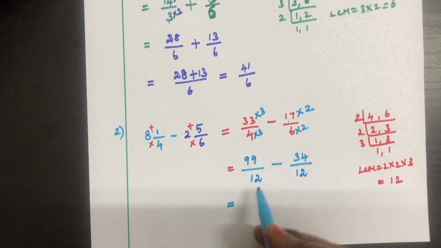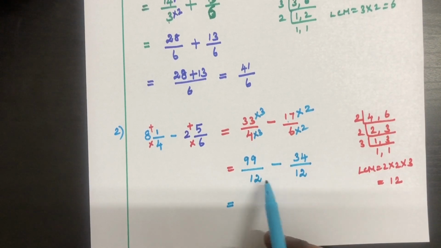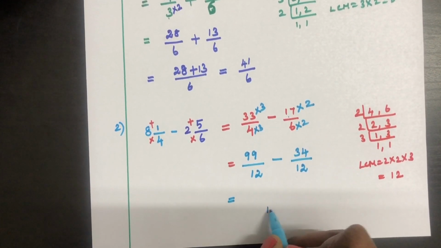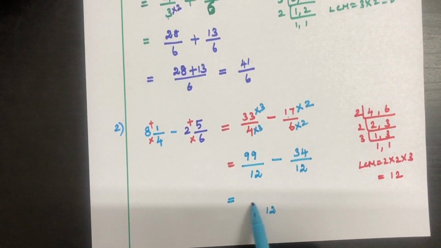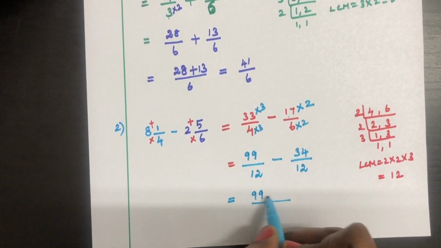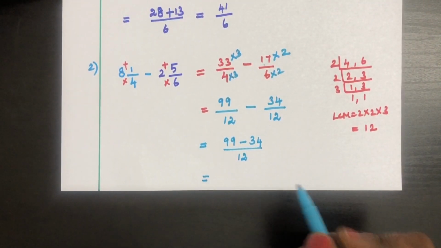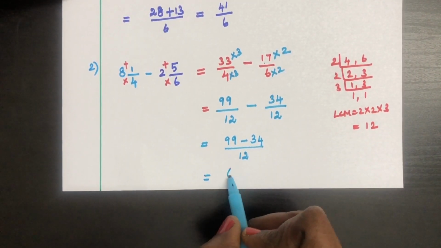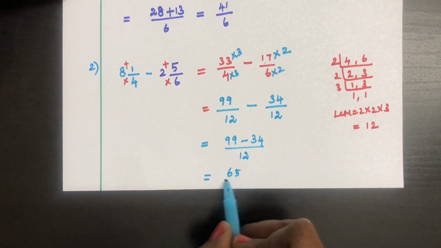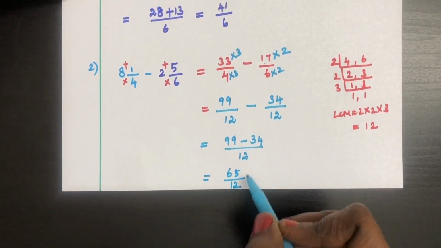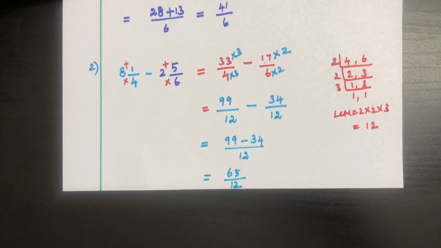Now it becomes a like fraction. So, we can have the common denominator 12. 99 minus 34. This is equal to 65 divided by 12. This is our answer. That's all. Thank you.